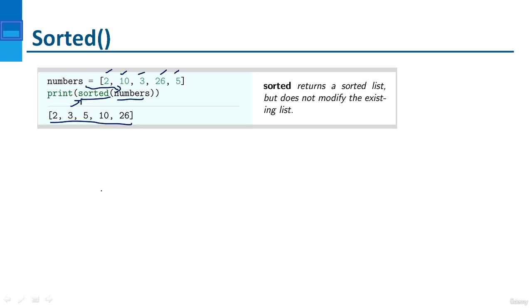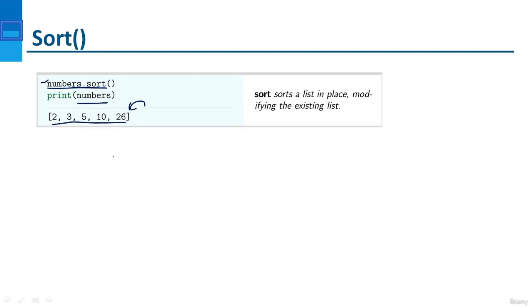Whereas if you consider the previous example, we are performing sorted of numbers, then you are getting the sorted list, but the numbers will remain the same. So it will still be an unsorted list. But if you apply the numbers.sort function, it is in-place sorting, and obviously all the numbers are sorted here, and the list is getting updated with the sorted list of numbers.